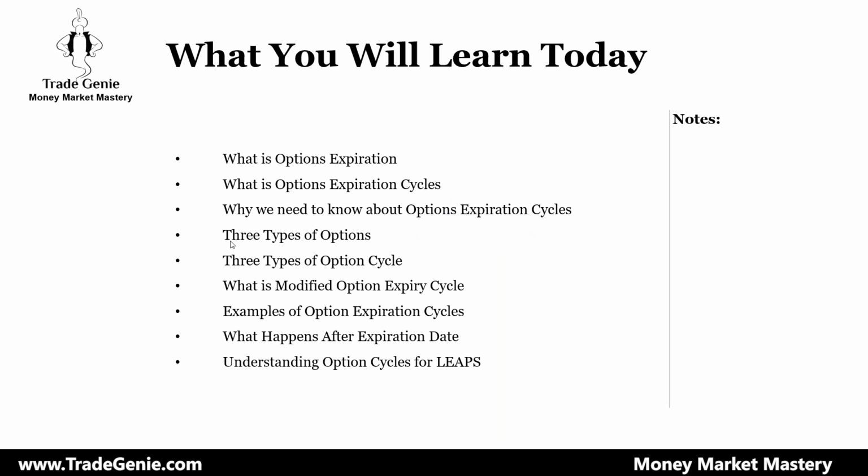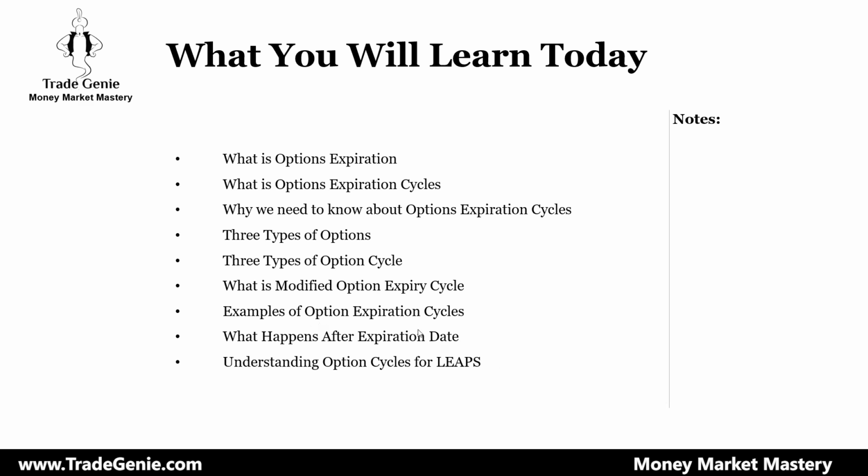So we need to know 3 types of option cycles. And then on top of those 3 option cycles, there is something called modified option expiry cycle. We need to know what the modified option expiry cycle is. Just when we know this, then we know what is coming. So what is coming if we know the concept of modified option expiry cycle?